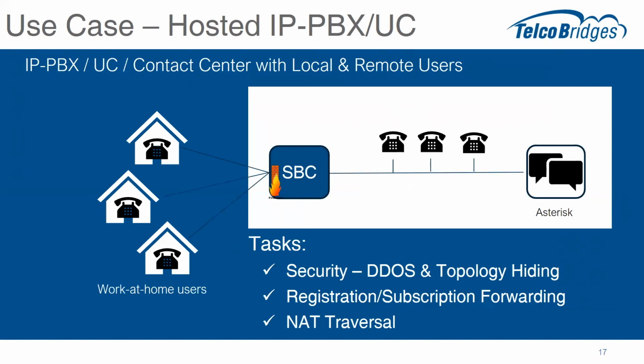And lastly, NAT traversal, because if these people are working from home, most likely these devices are going to be behind a NAT, and the SBC can then work through the translations that are necessary in the SIP messages to get those SIP messages through the remote work-at-home users' network address translation in their home router or wireless device.